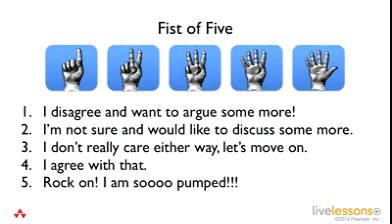What it is, is a range of how well you feel about that statement. A 1: I disagree, and I want to argue about this some more. I really don't think that's right. A 2 is, I'm not really sure, and I'd like to discuss it some more. You're close, but you want to have some discussion. A 3 is, I really don't care, let's move on. Also looks like a W, so we call that the whatever. 4, I agree with that, we're good. And then 5 is, rock on, I am so pumped, I totally support you. That way you get a range.